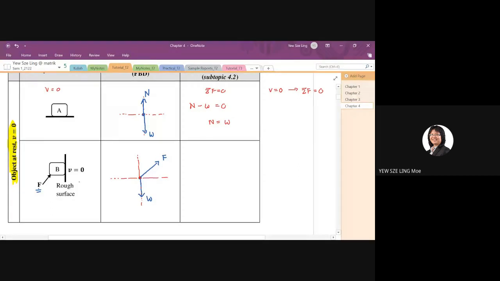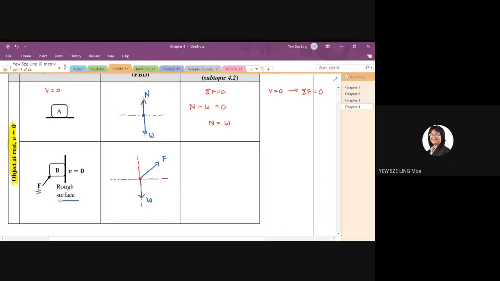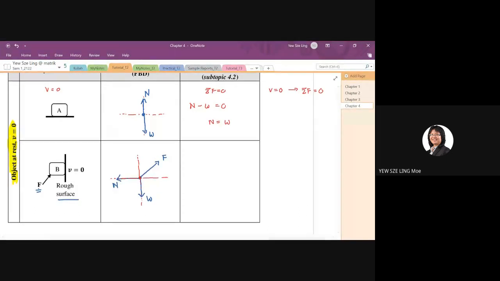Because the object is in contact with a surface, you have a normal force. Remember, the normal force is always perpendicular to the surface. So this is still correct. Now, the last one she gave me.